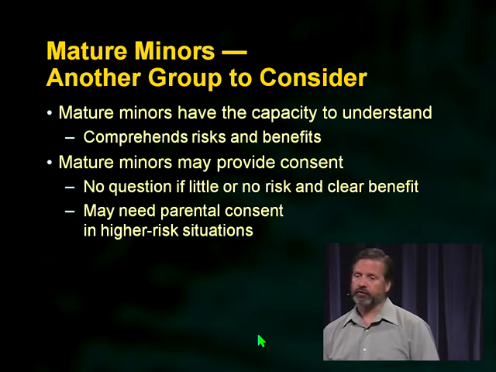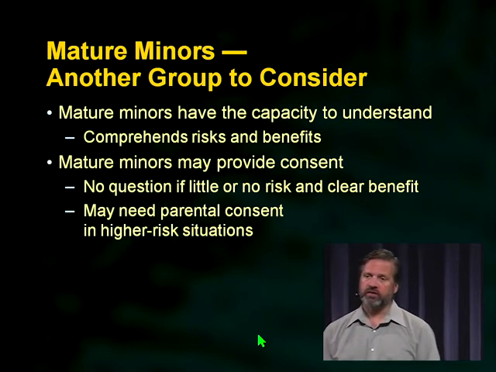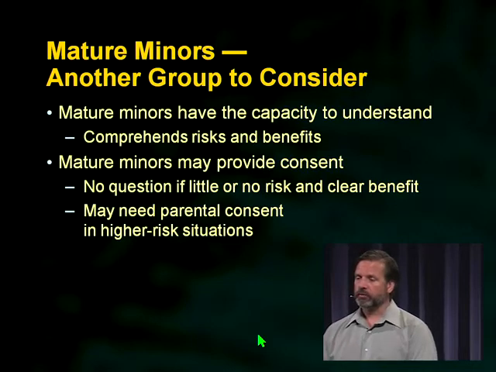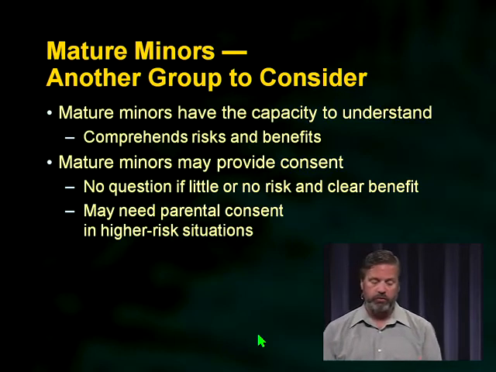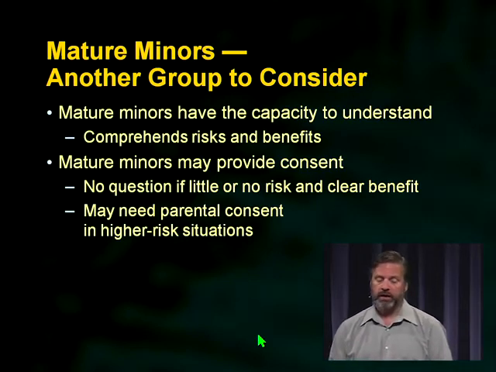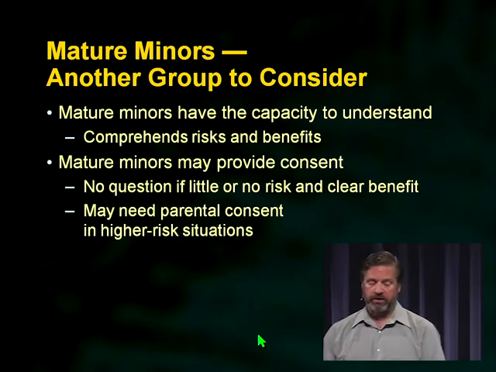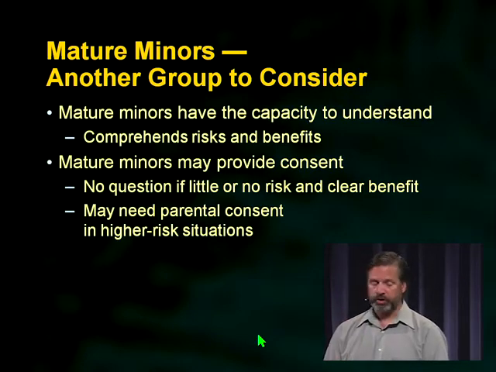Mature minors are a different group, one that's very, very important to consider. And this has everything to do with what we've been talking about, which is allowing minors to participate in decision-making that is commensurate with their ability. So mature minors are minors who have the capacity to understand the risks and benefits and the alternatives to a specific treatment, and they should be allowed to participate in decision-making. And if you create that situation, then the minors actually are in a situation where they may provide consent. Usually those are situations where there's little or no risk and a pretty clear benefit.